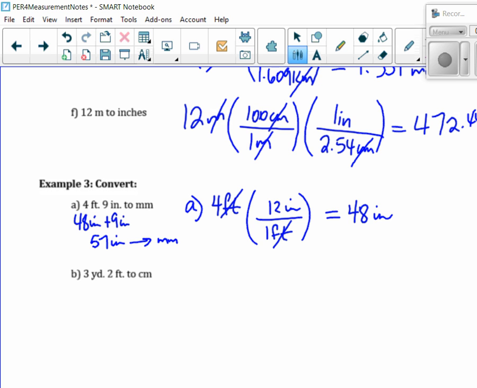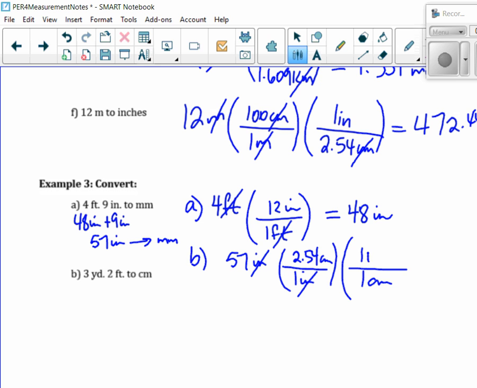So now I'm converting in my B part, 57 inches. Well, the only conversion I have is centimeters, so I'm going to put 1 inch is 2.54 centimeters. And then the inches cancel, and I've got to convert centimeters, so 1 centimeter is 10 millimeters. Cancel that, and I get 57 times 2.54 times 10.